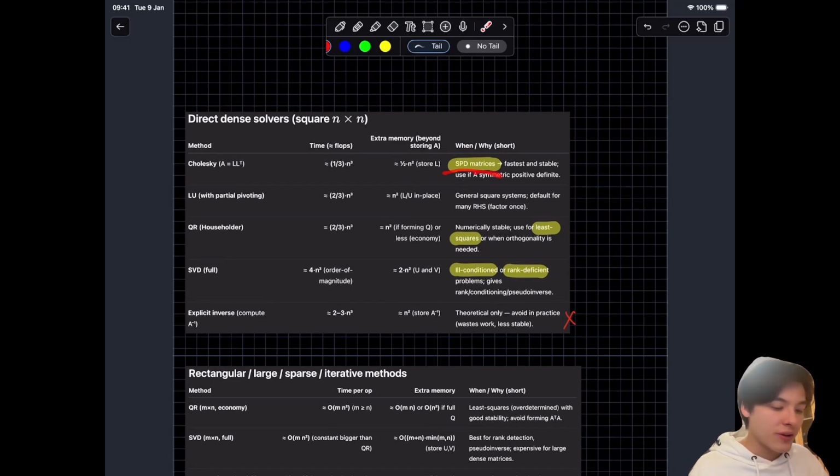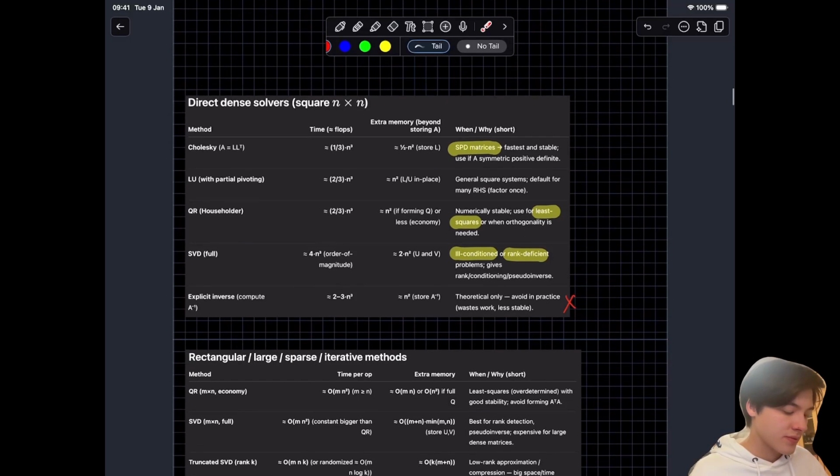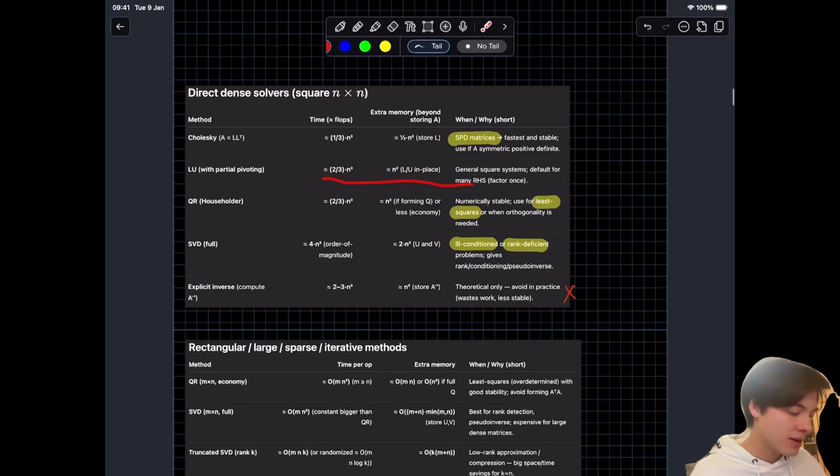If we have a symmetric positive definite matrix, that's why we love it, we can use Cholesky. It's the fastest, most stable. So yeah, it's symmetric positive definite. For general square matrices, we can use LU. It's like a lower and upper triangle. Yeah, this is the time.